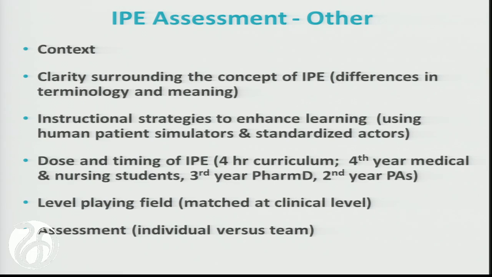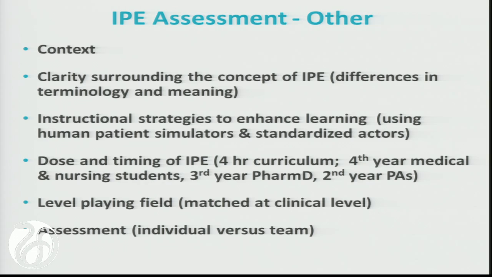The strategies were important too to enhance learning. Not everybody has human patient simulators, so we always used actors as well. We wanted the students to have access to both. But the instructional strategies and the design of the unfolding case was important for us. And then the dose and timing. We don't know how much IPE should students get. When should they get it? Early on? All throughout their curriculum? Is once enough? And a lot of that has to do with the individual themselves. They might be the type of person that collaborates well before they even get into medical, nursing, pharmacy, social work school. So how much does the student need? And then leveling the playing field was important.